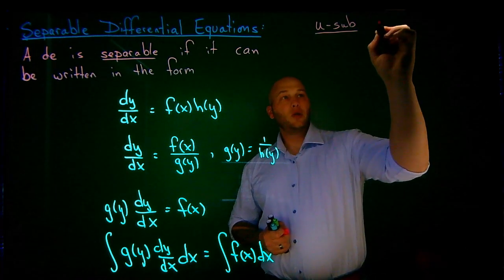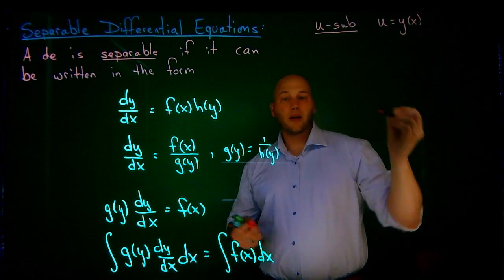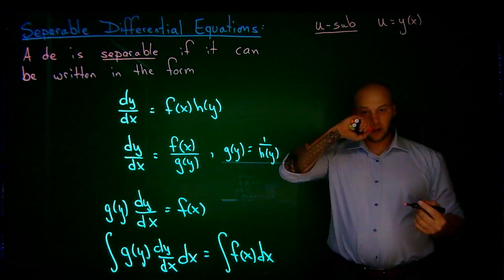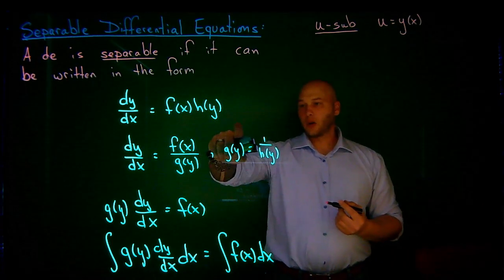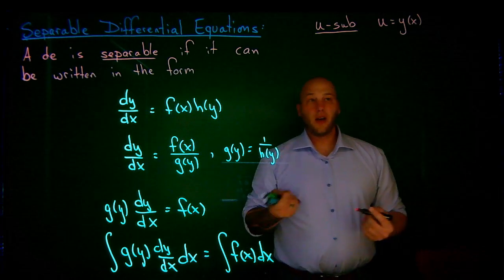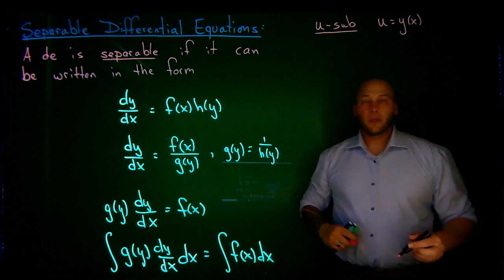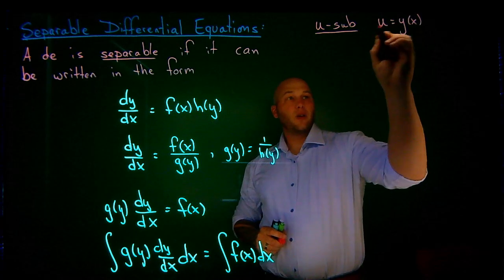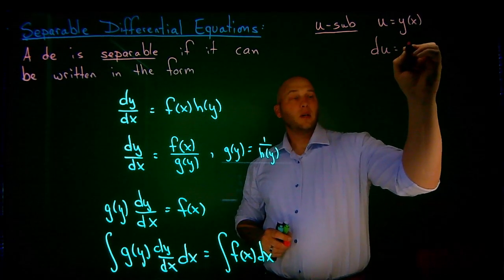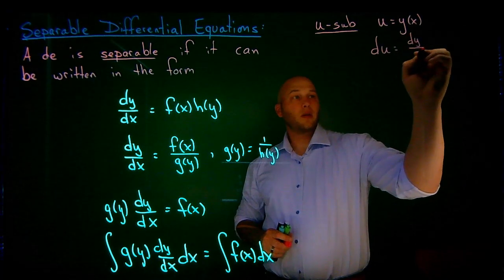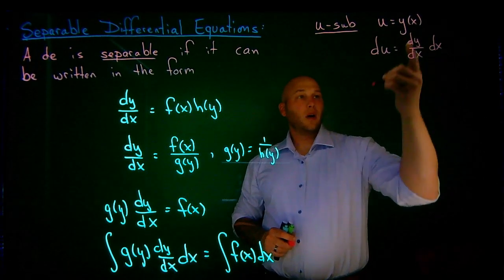I'm going to say u is equal to the function y of x. Remember, y is your dependent variable, x is your independent variable, and so throughout this differential equation, y is actually a function of x. So therefore, I'll set u to be this unknown function. Then, when I take the differential of this, the differential of u is dy/dx, the derivative of that, multiplied by the differential of the variable x.